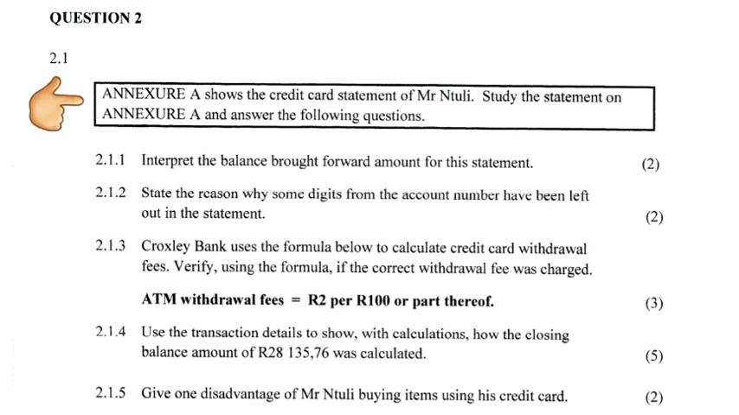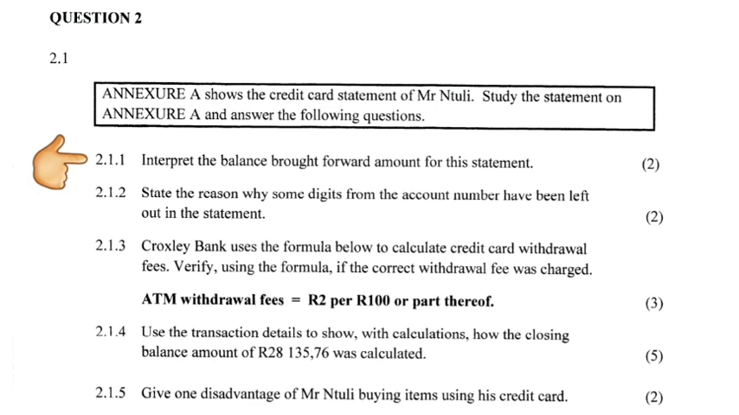Then we have question 2. It has an extra A. So in this instance, our financial document, you will find it in your addendum. In an extra A, it says an extra A shows the credit card statement of Mr. Ntuli. Study the statement on an extra A and answer the following questions. The first one in 2.1.1 wants you to interpret the balance brought forward amount for this statement, meaning you have to explain what that amount for the balance brought down is.